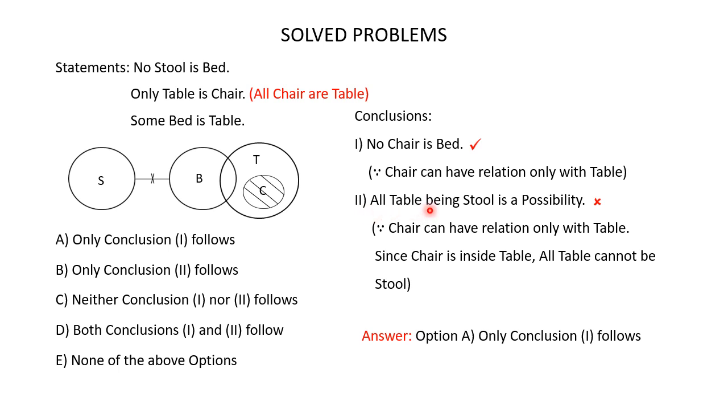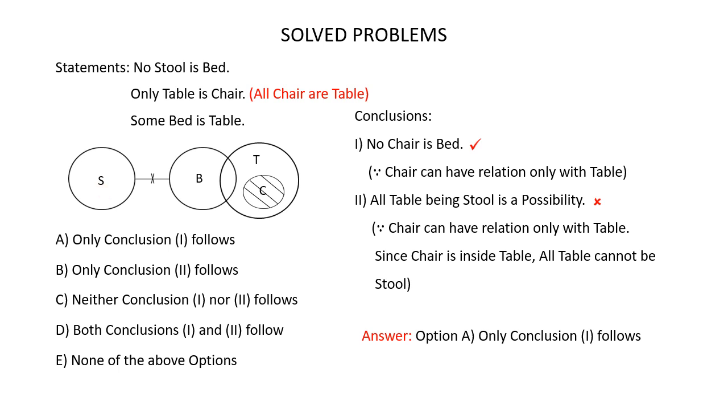Conclusion 2. All tables being stool is a possibility. So you have tables here and stool here. Now as you can see, all chair is inside tables and chairs can have a relation only with tables. Chair will not have a relation with stool. So if all tables should have a relation with stool, then it will mean that chairs also should have a relation with stool, which is never going to happen.